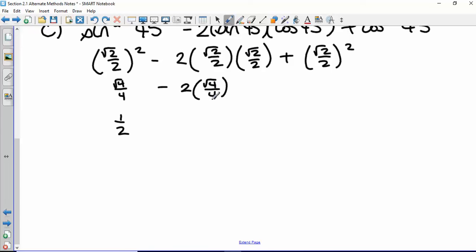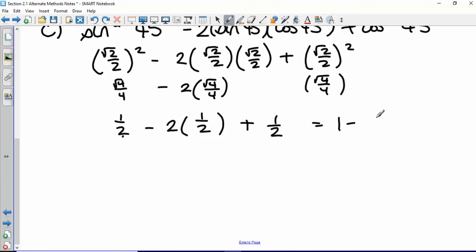Okay, if you multiply those, square root of 4 is 2, divided by 4 is 1/2. Plus, again, radical 2 over 2 squared, so radical 4 over 4 is another 1/2. So 1/2 plus 1/2 is 1, 2 times 1/2 is 1, and we get 0.